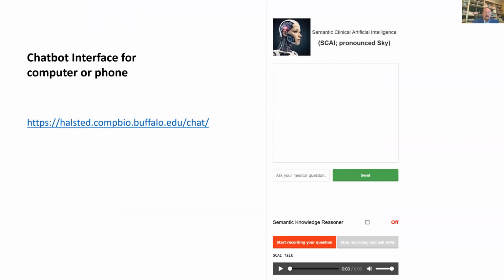This is our chatbot. It's available to you now, and you can find it right here. If you click this little box that says Semantic Knowledge Reasoner, then you get SKY. And if you don't use it, you see what the native 70 billion parameter Llama model would tell you for the same question. Put the questions in right here, and the answers come out here. And here's the little checkbox.